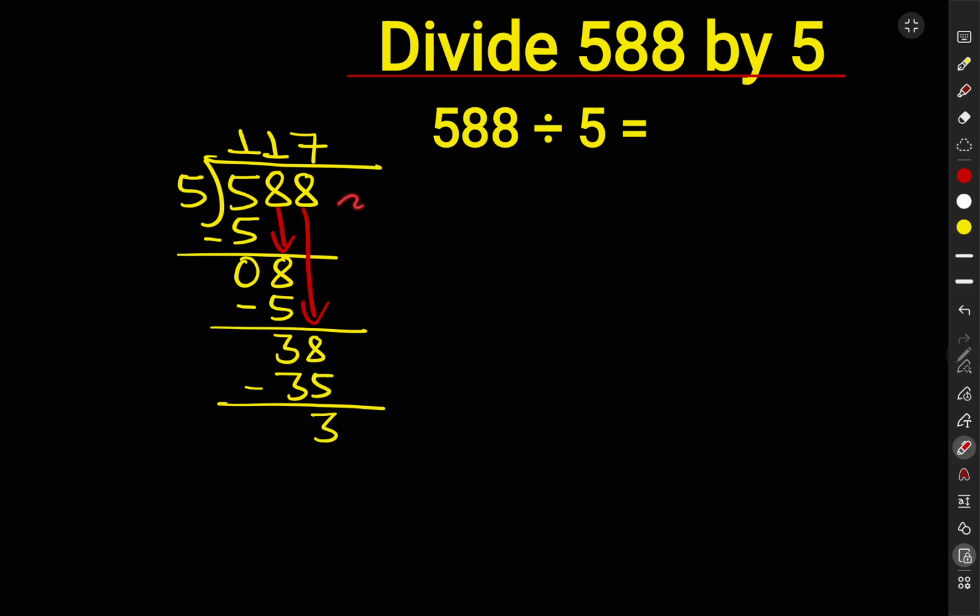So now we have no other number to put down. So we take a decimal here so that we put 0. So it is 30 and 5 times 6 is 30. On subtracting, we get 0.